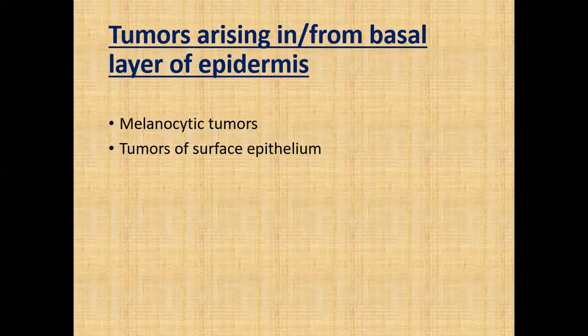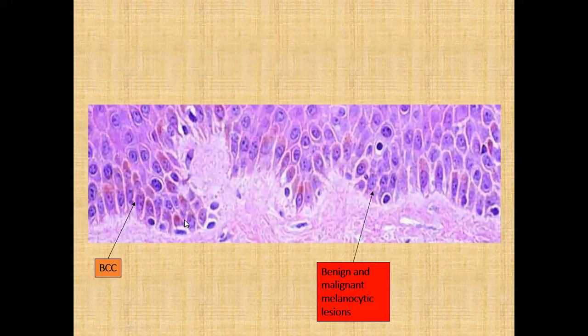The first is the melanocytic tumor. Since the melanocytes are present only at the basal layer, all the melanocytic tumors originate from the basal layer of the epidermis. And then the tumor of surface epithelium, primarily the basal cell carcinoma. So these are the two tumors which originate from the basal layer: benign or malignant melanocytic lesions, or basal cell carcinoma, which is a tumor of surface epithelium.